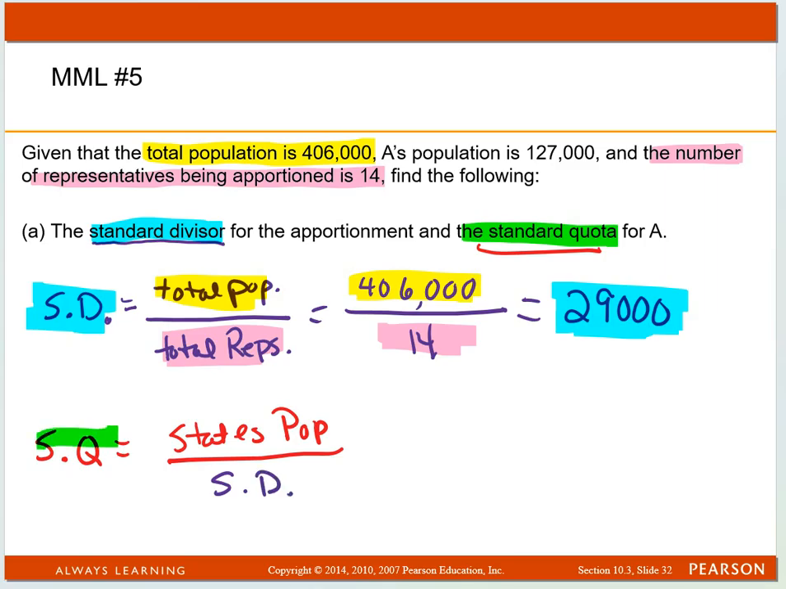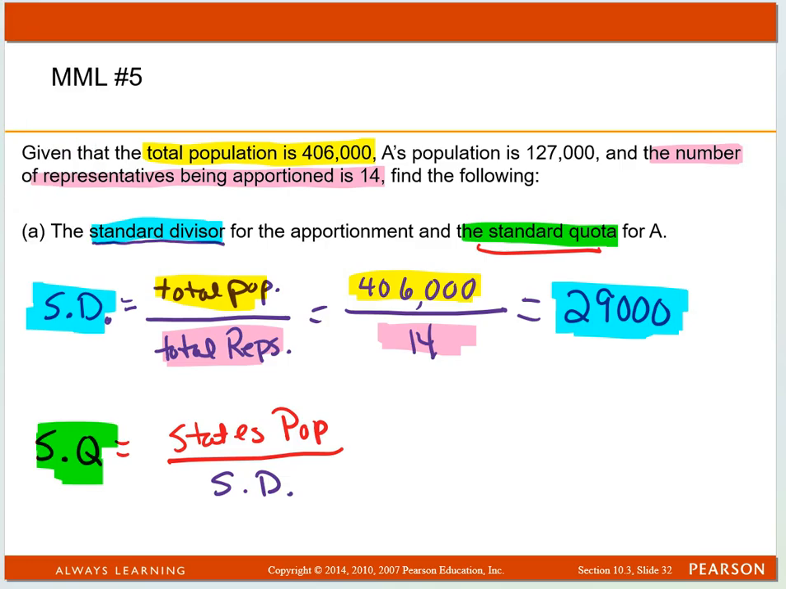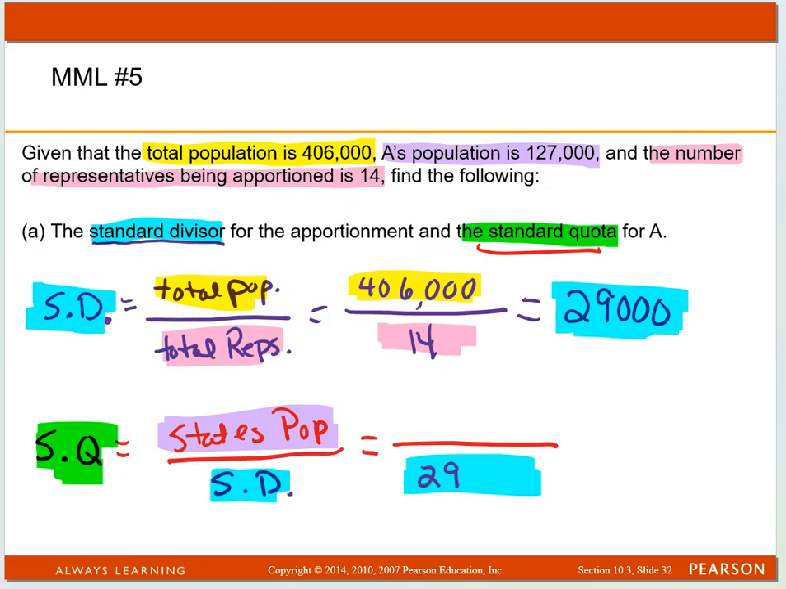So, to get the standard quota, you are going to take the state's population. State A has a population of 127,000. That's what's going to go here. And you're going to divide that by the standard divisor. And that's what's going to go here. And that's that 29,000 number.